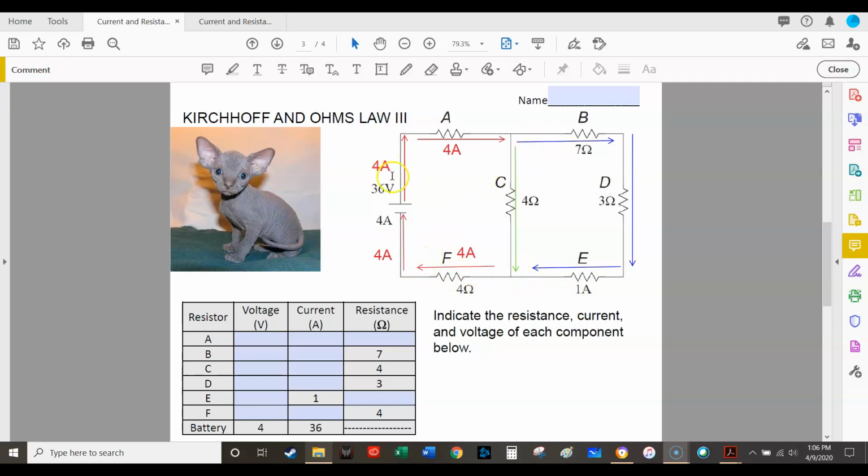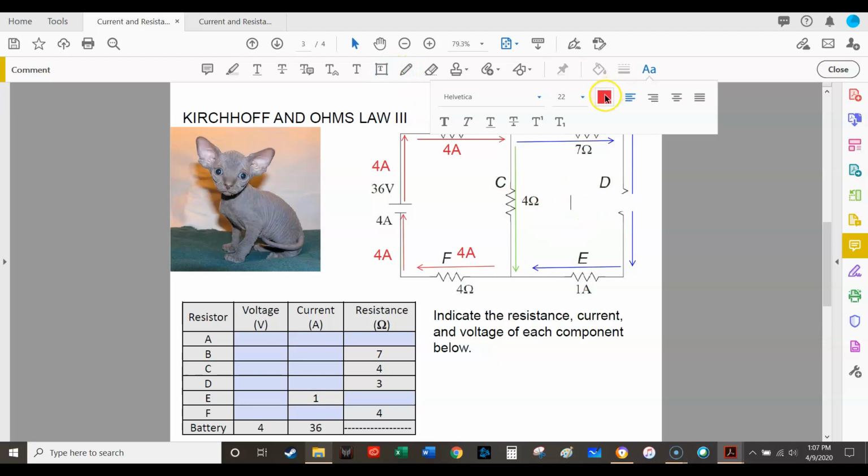Now there's a clue here if we're following the current that it says right here E is getting 1 amp. Well, this blue current is coming across B, and then all of it is coming across D, and all of it is coming across E. Okay, and since that's the same current, all the current going across E is the same current going across B and D. So now we know the current going across B and D has to be 1 amp as well.